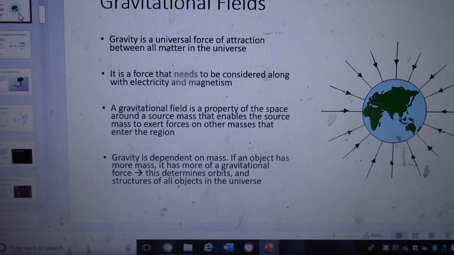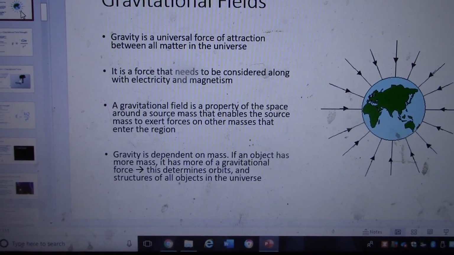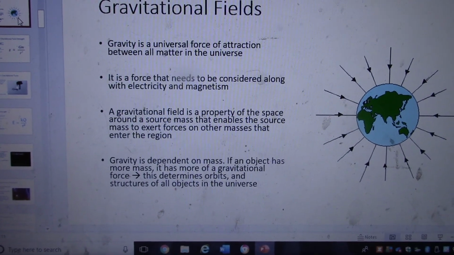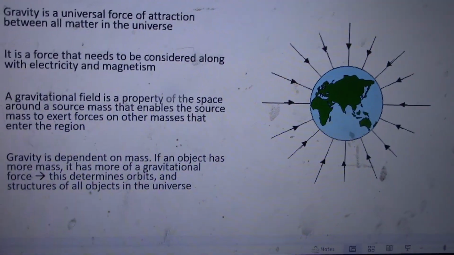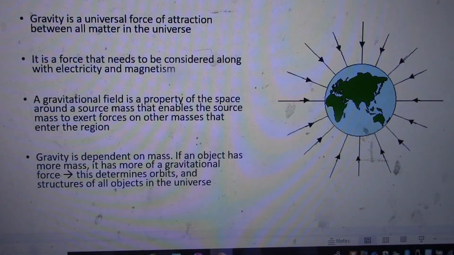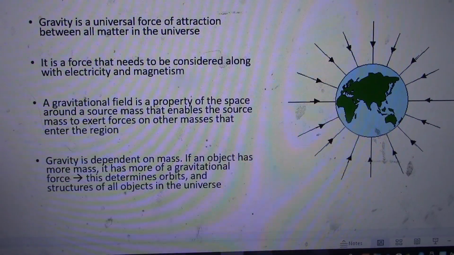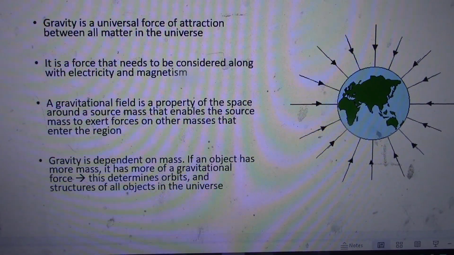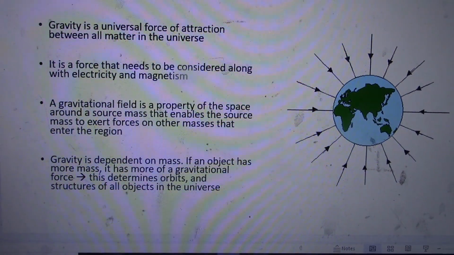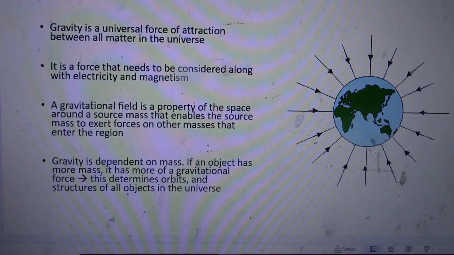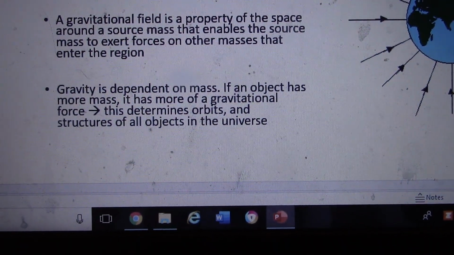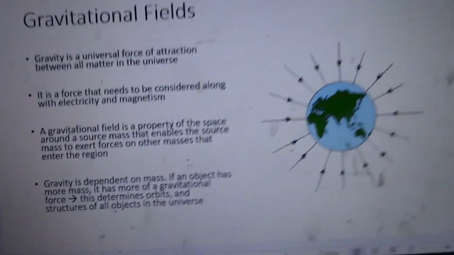A gravitational field is a property of the space around a source mass that enables the source mass to exert forces on other masses that enter the region. So gravity is dependent on mass. So mass is the amount of particles in matter that makes up an object. So every particle has a mass. So if you have more particles, then you have more gravity, right? So mass is the amount of particles, right? So this determines orbits and structures of all objects in the universe.